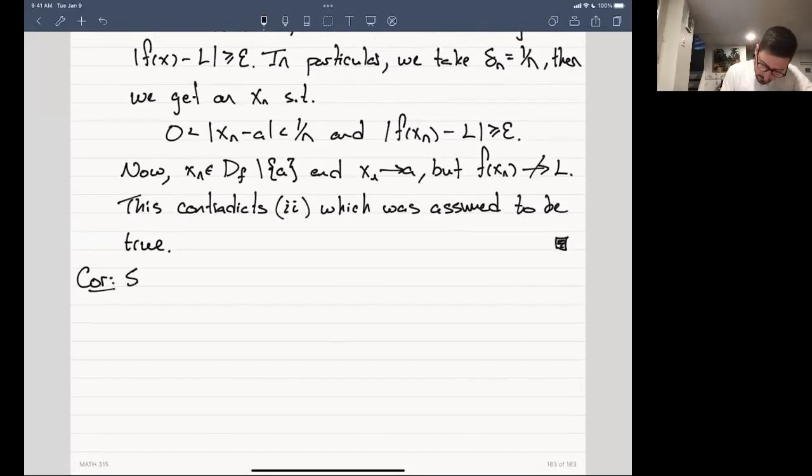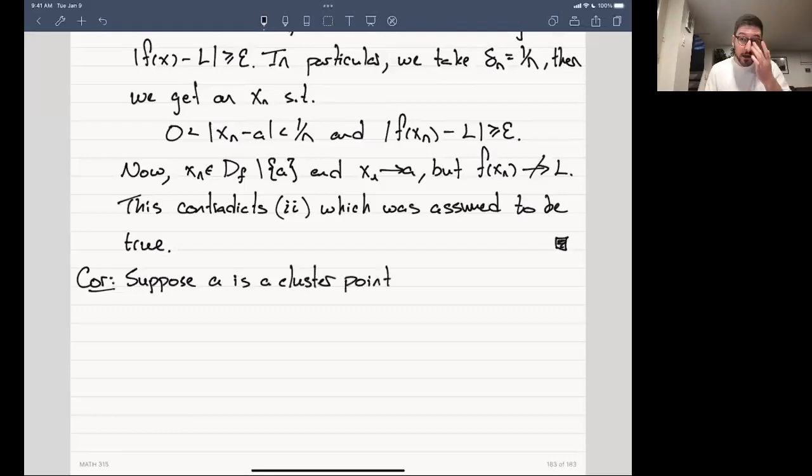Let's suppose a is a cluster point. So we always need cluster points when we talk about limits. This is something you're going to have ingrained into your mind after this, of the intersection. So we're going to talk about two functions now.